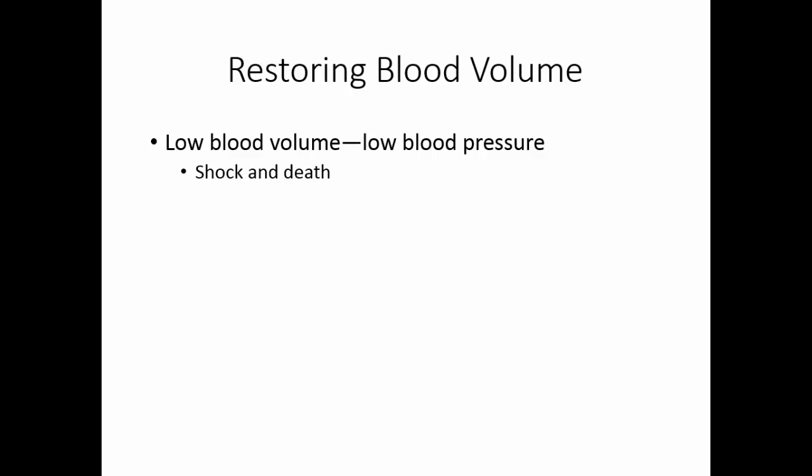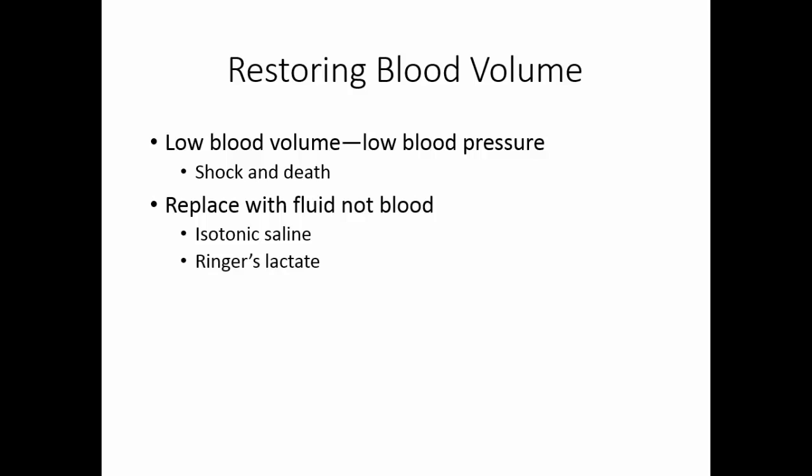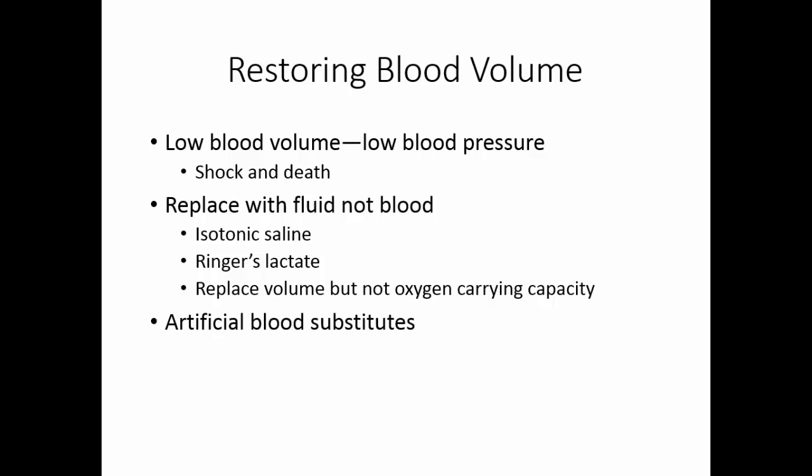Sometimes we just need to restore blood volume. A low blood volume leads to a low blood pressure, and over time, if it gets low enough, you go into shock and die. We typically replace with fluid, not blood, things like isotonic saline or Ringer's lactate. These will replace the volume, but they do not replace the oxygen carrying capacity of the blood. There has been some work done with artificial blood substitutes. These would not have the problem of being antigenic and would have the ability to carry oxygen.